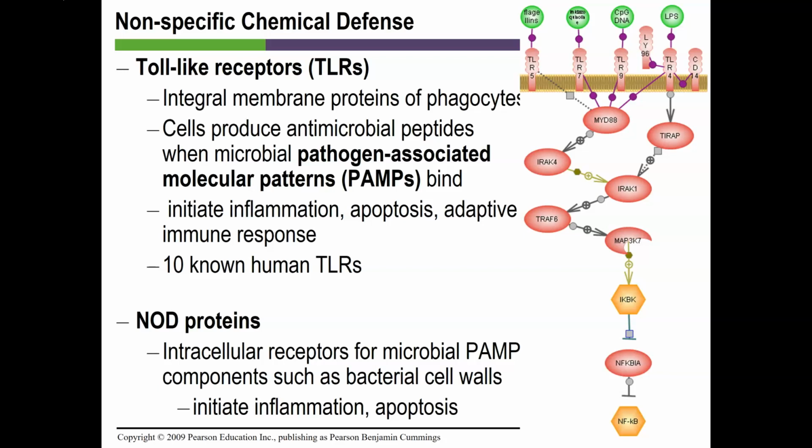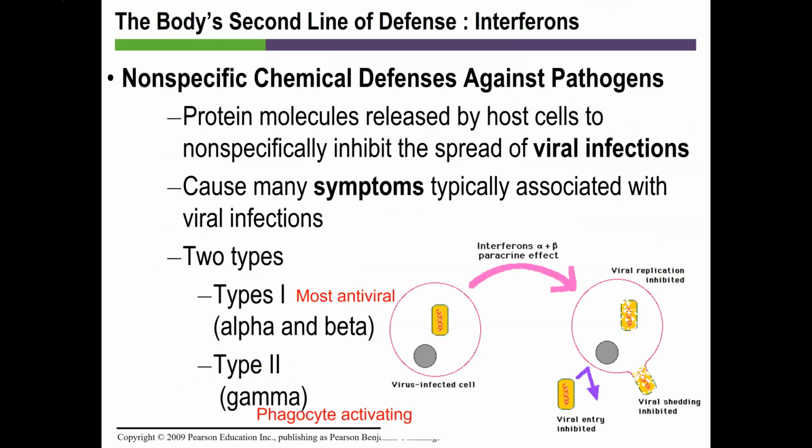The next thing that we're going to talk about is the part of the second line of defense that is nonspecific, the interferons. These molecules are made in response to viruses in general. Basically, the type 1 interferon is antiviral, and that is what we're going to be spending time going over. Type 2 is phagocyte activating, but we're not going to focus on this.